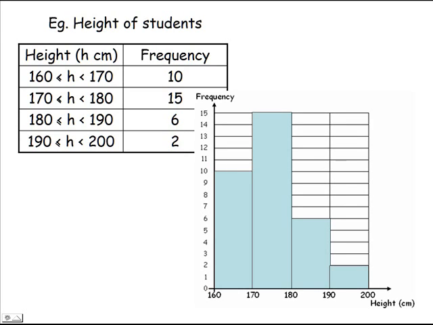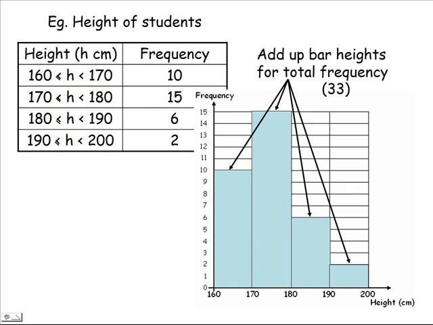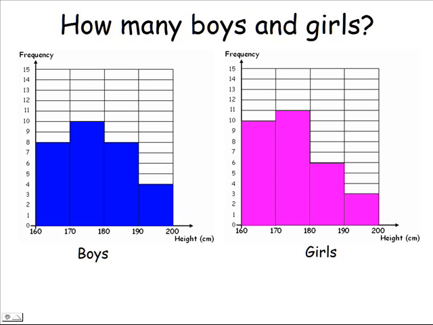Notice how this chart doesn't tell us the actual height of any individual student. It's just a grouped summary telling us how many students there are in total in each range of heights. This isn't raw data about individuals, it's summarised or grouped data. There were 33 students in total, so if you add up the heights of all the bars, they should sum up to 33.